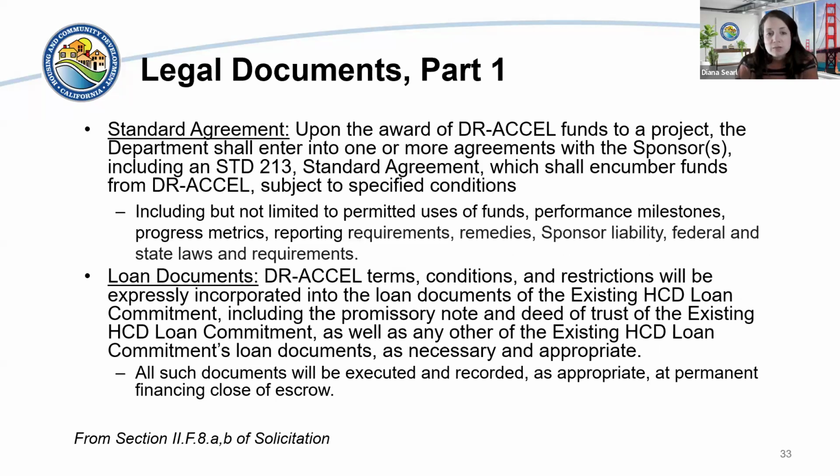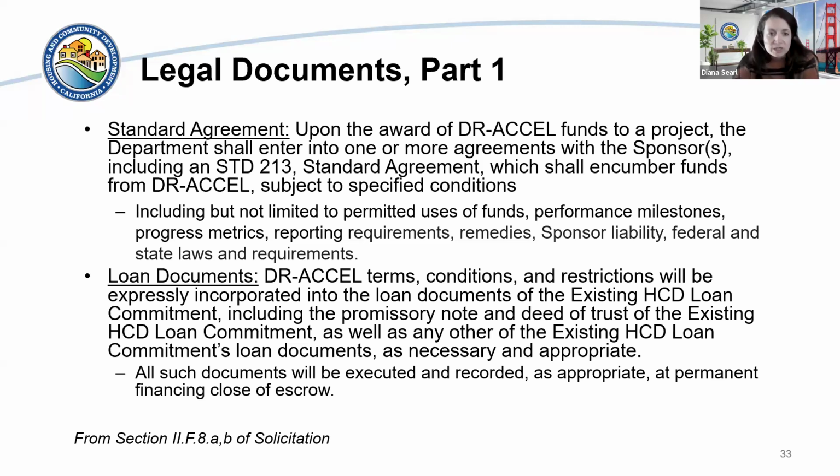Moving on to the legal documents associated with this program. There will be a standard agreement. Upon the award of the DRSL funds to a project, the department shall enter into one or more agreements with the sponsor, including a standard 213 standard agreement, which shall encumber the funds from DRSL subject to specific conditions. Those conditions include, but are not limited to, the permitted uses of funds, performance milestones, progress metrics, reporting requirements, remedies, sponsor liability, and federal and state laws and requirements.